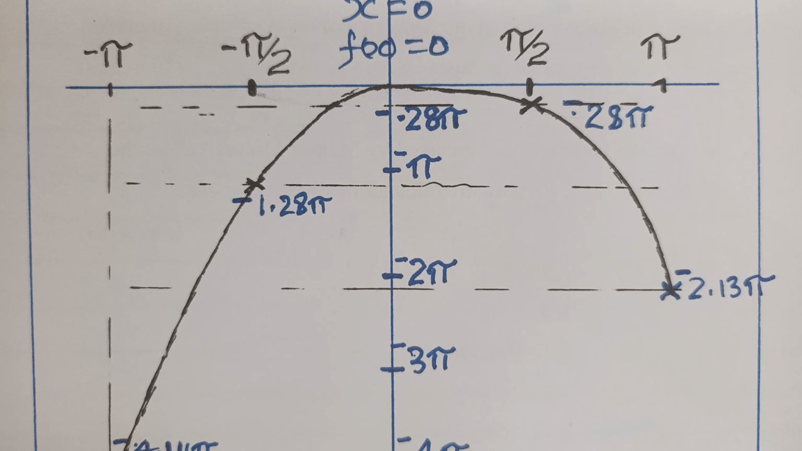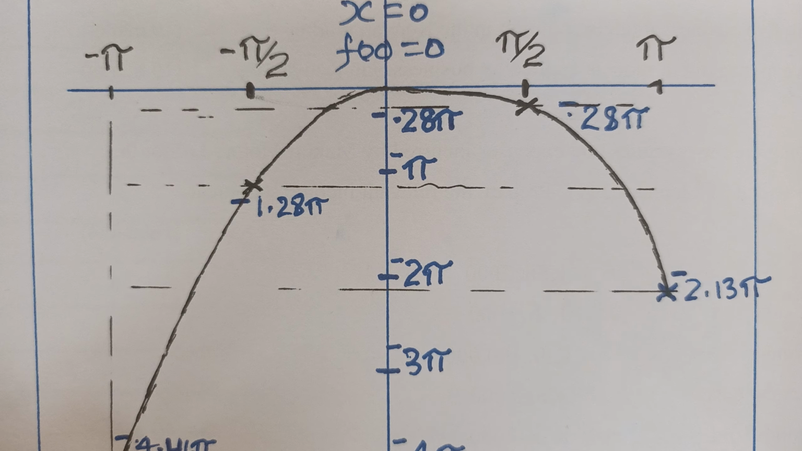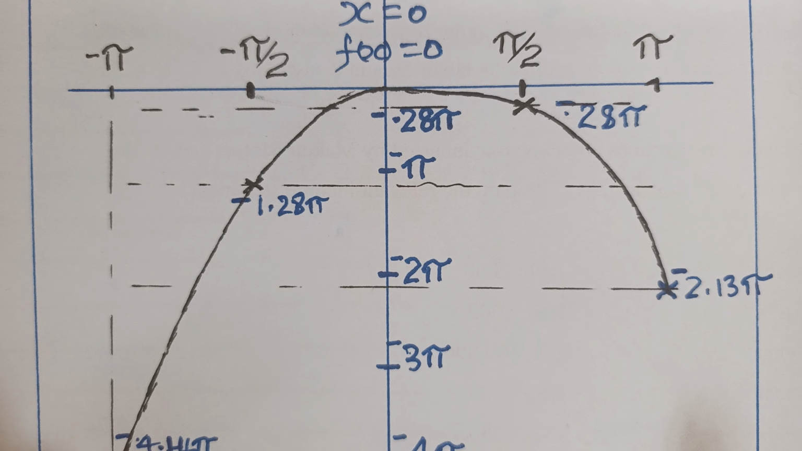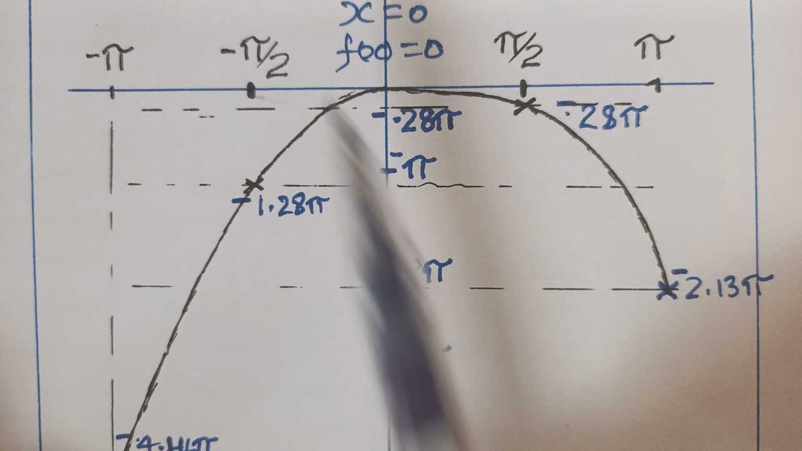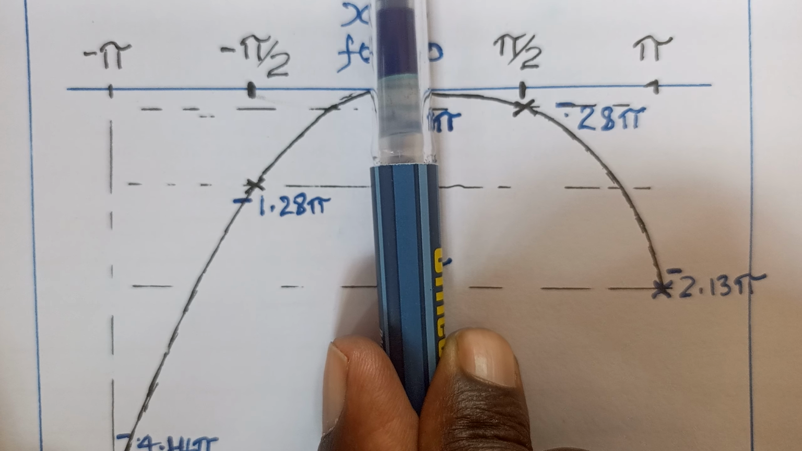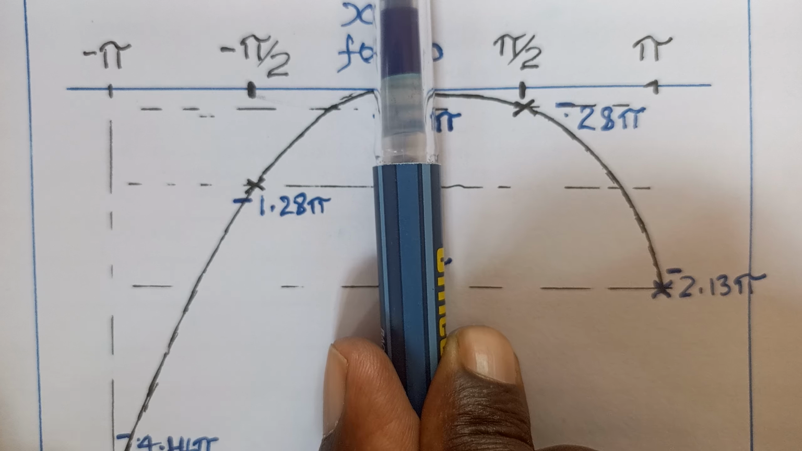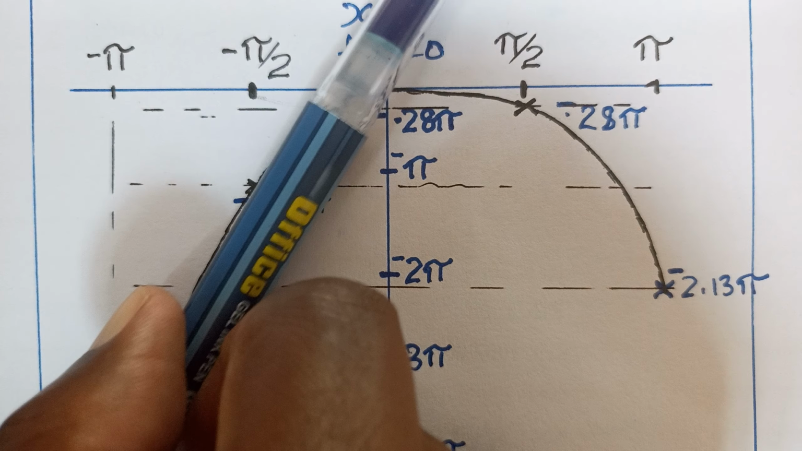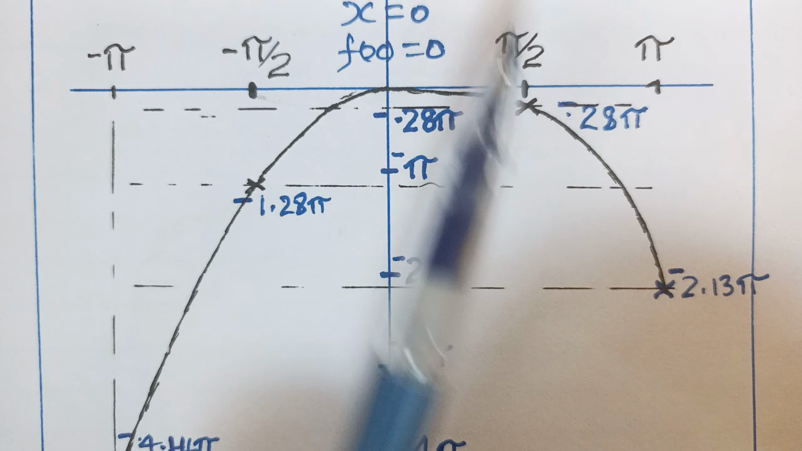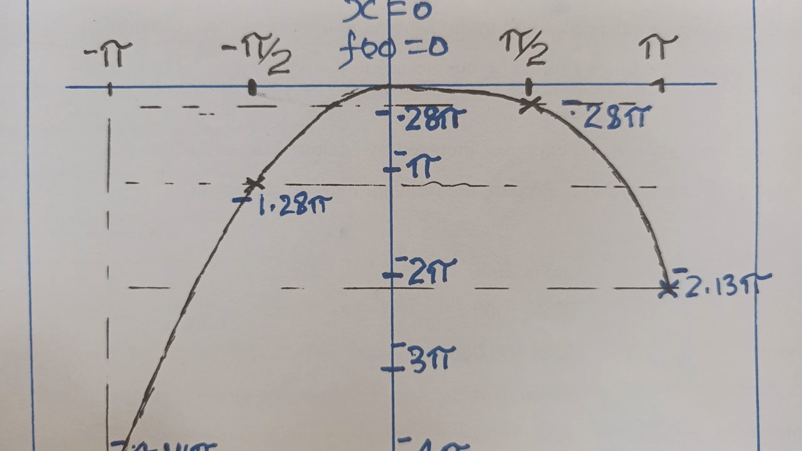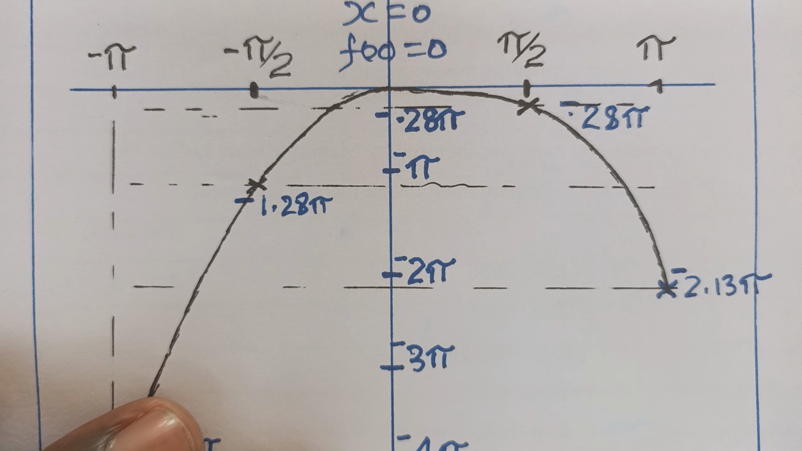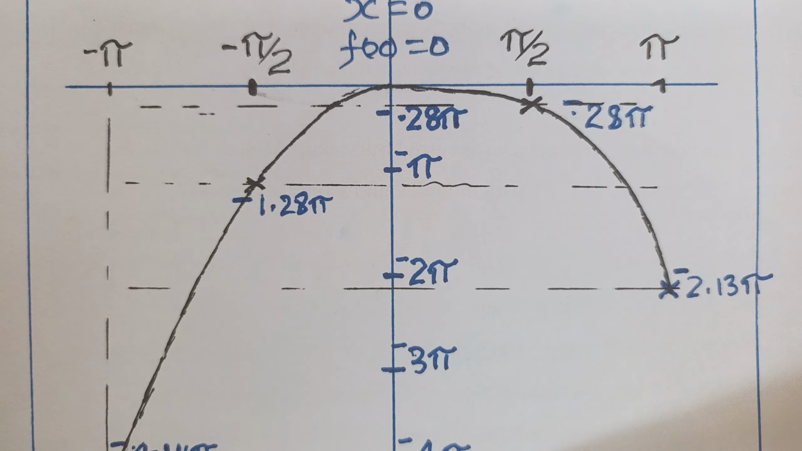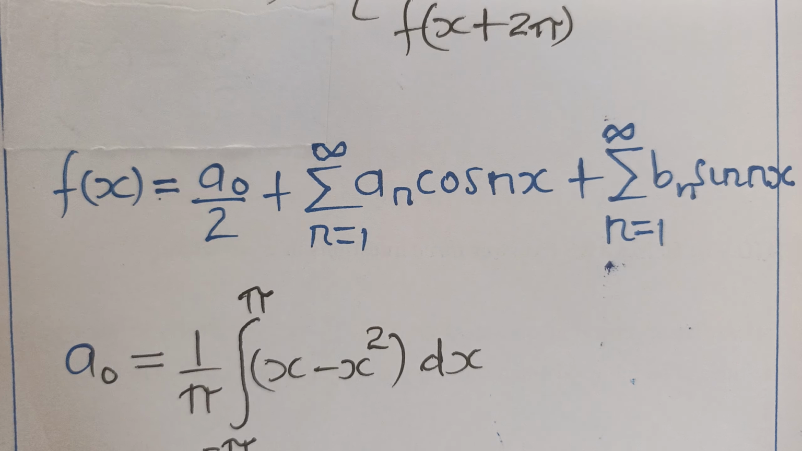Guys, as you can see, the graph is neither odd nor even. Along the y-axis, the symmetry would make it even, and along y equals x it would be odd. As you can see, it is neither of them. And so, guys, now we continue to do the question.